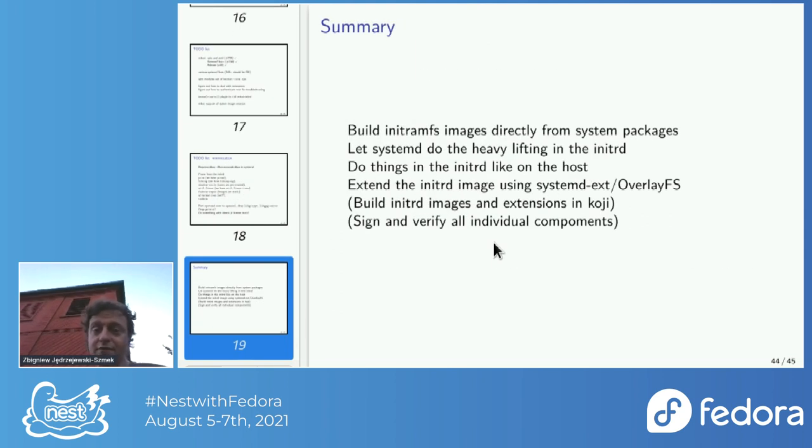That's all that I have. So to summarize, build RAMFS images directly from system packages, use systemd, use RPMs, and sign and verify everything in central distribution infrastructure.